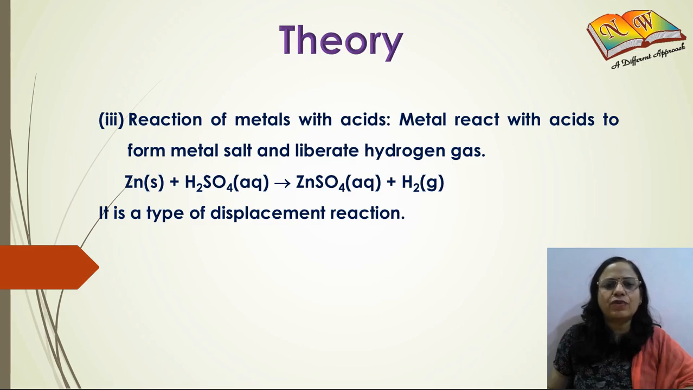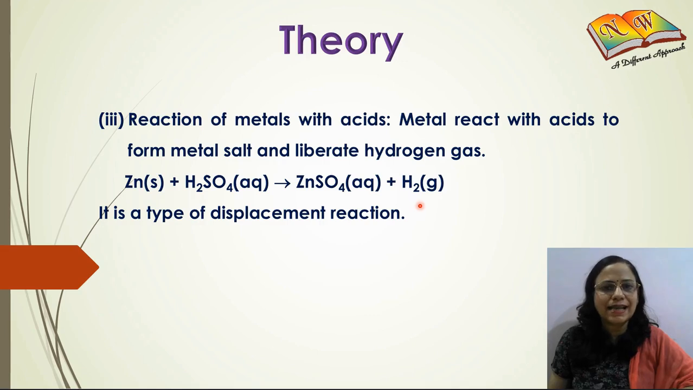The third reaction we are going to talk about is how metals react with acids. So the experimental reaction involved in this is the reaction of zinc granules with dilute sulfuric acid. When we add a few granules of zinc to dilute sulfuric acid, we see zinc sulfate being formed and bubbles of hydrogen gas are given out.